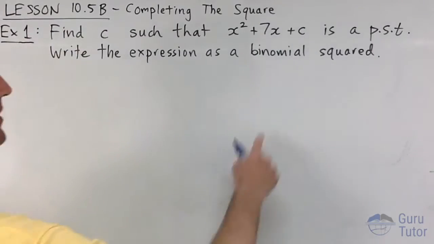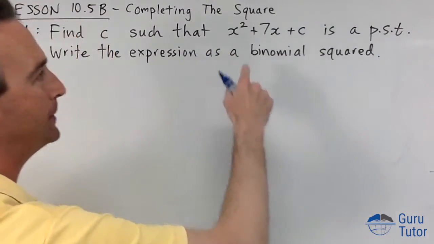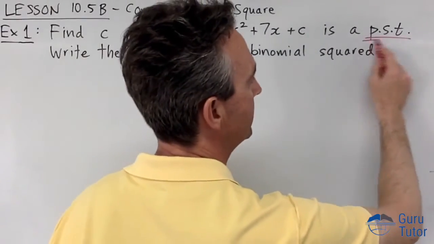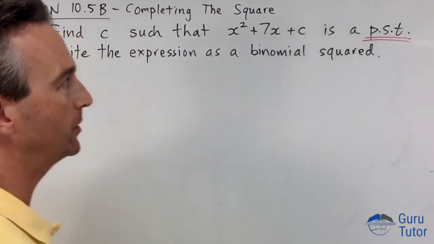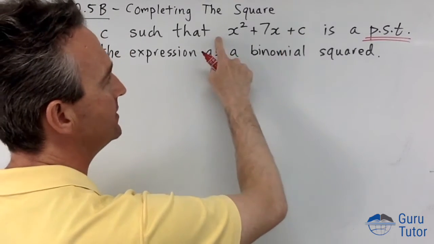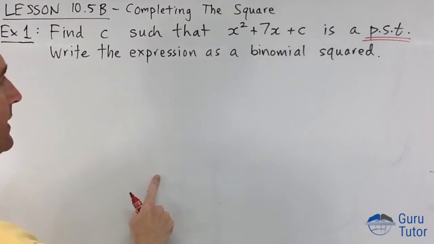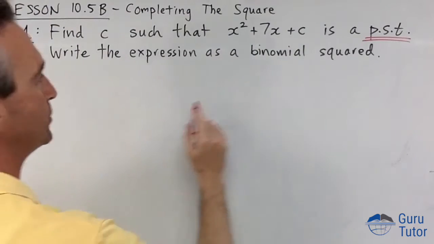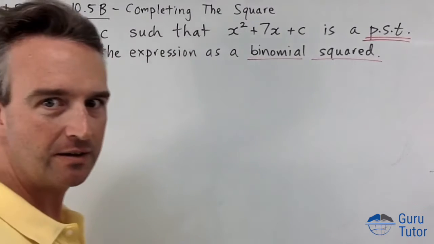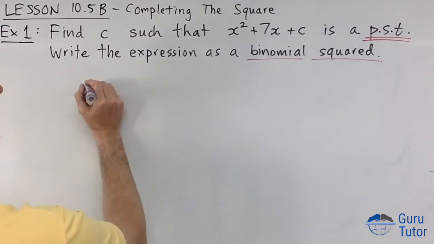Find C such that this expression here is a PST. What did PST stand for again? That was a perfect square trinomial. That is a trinomial, and if we have a correct C value, then this can be written as a binomial squared. Same as last time. So in other words, let me ask the question another way. What are the missing numbers here?